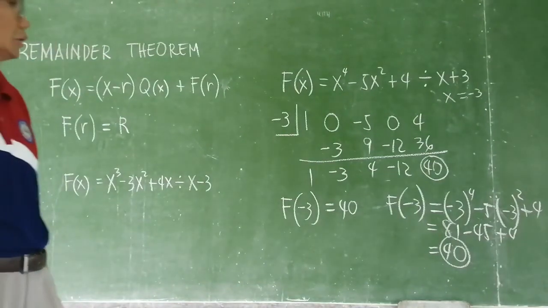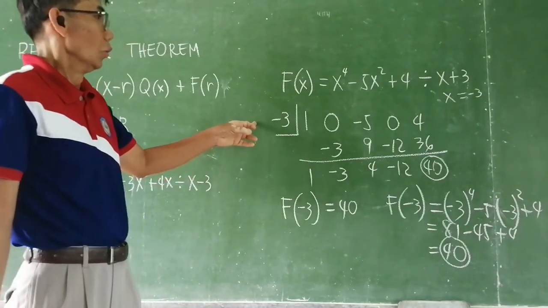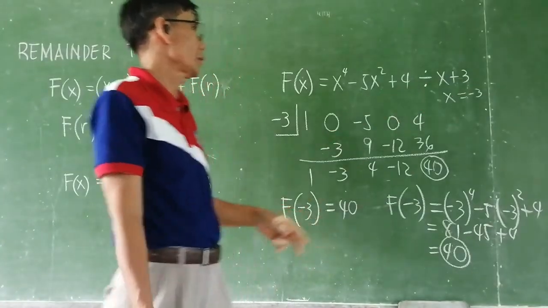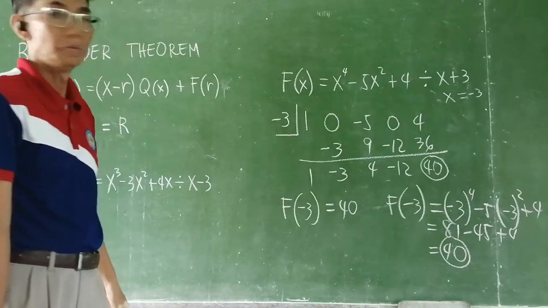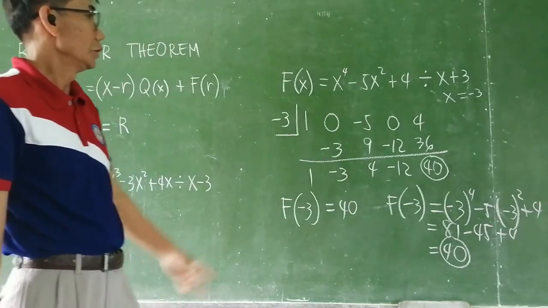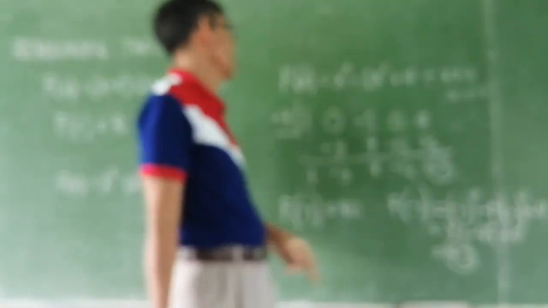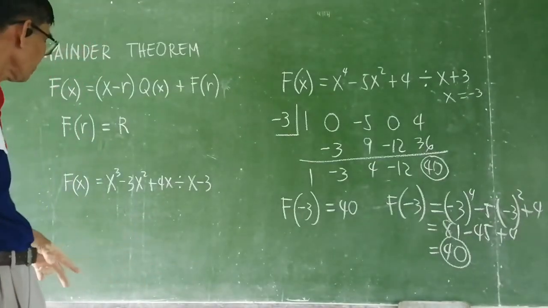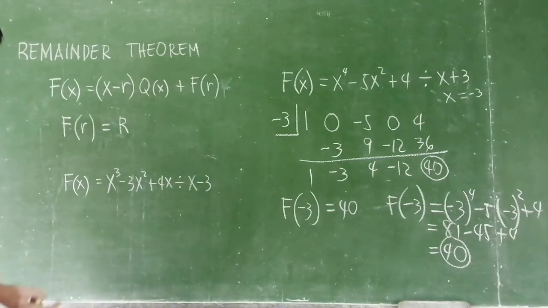So meaning to say that if we have a remainder when we have a divisor in a binomial like this, x plus 3 in that situation, now we do not consider x plus 3 as a factor because there is a remainder. So let's have another one here.